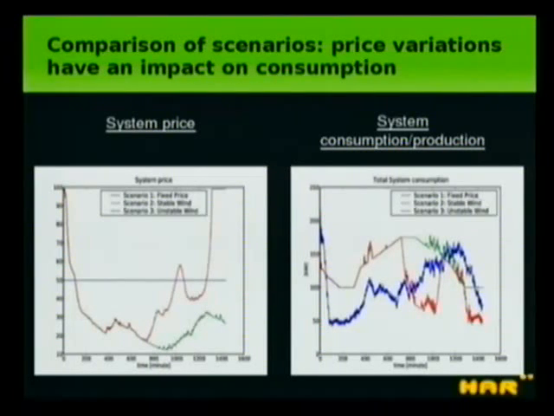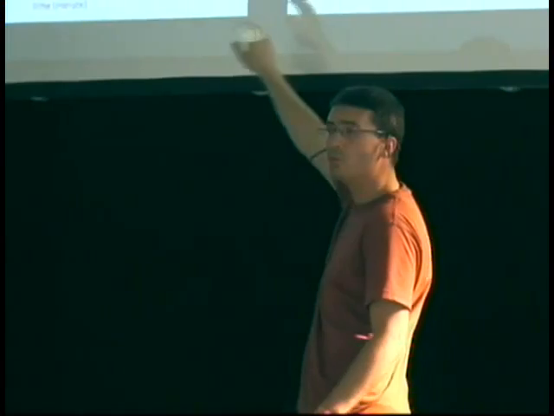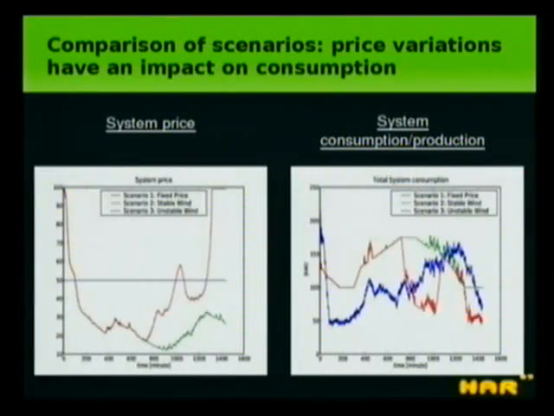First graphic, the system price. As I told you, scenario 1 in blue, fixed price. Scenario 2 and 3, exactly the same, except that we have at two times of the day a sudden wind stop. And what do you see? Of course, that the price is actually changing. I mean, the price is low, and in one case it increases to a maximum because there is no more wind, while in the other case it remains actually quite low.